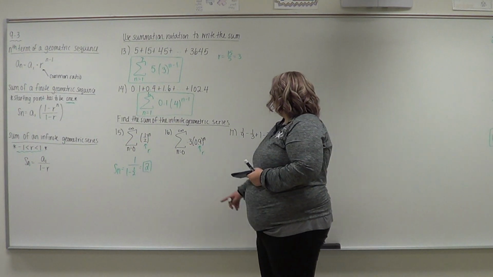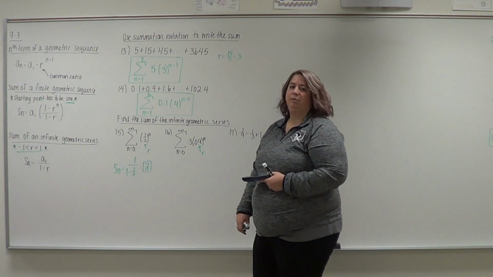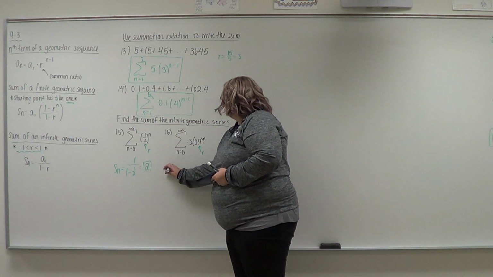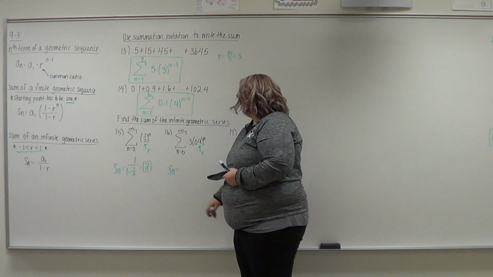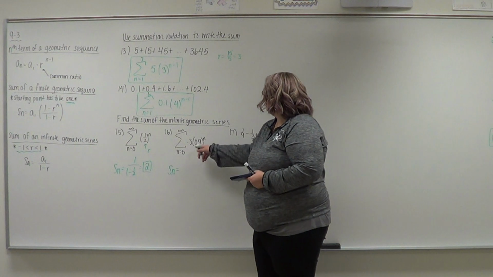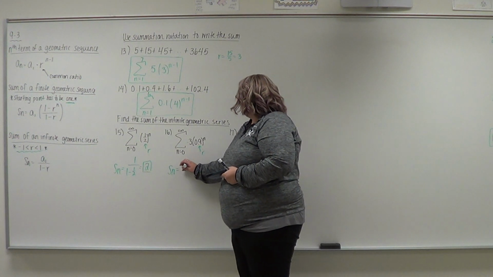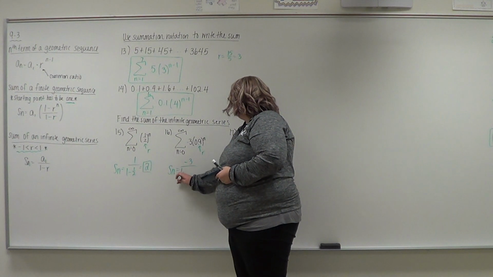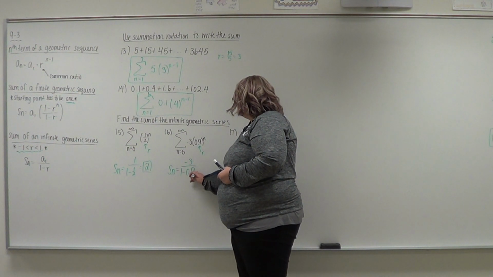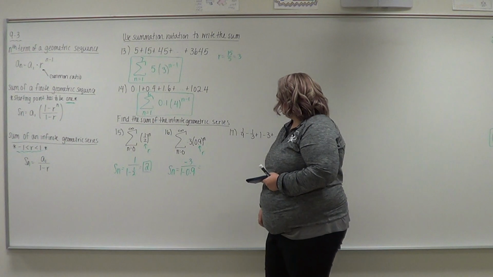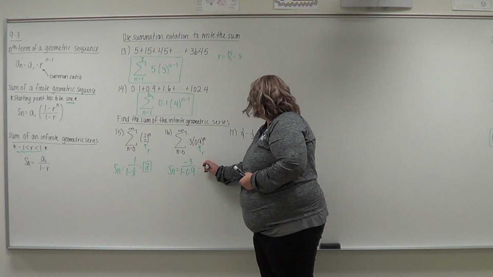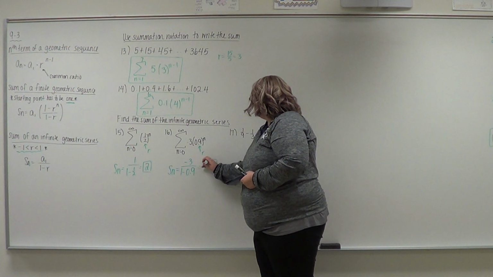Okay. Then if I do this one, 0.9 is between 1 and -1. I find my sum: I find the first term, so I put in 0. 0.9 to the 0 is 1, times -3 is -3, over 1 minus 0.9. So that'd be -3 divided by 0.1, which would be -30.